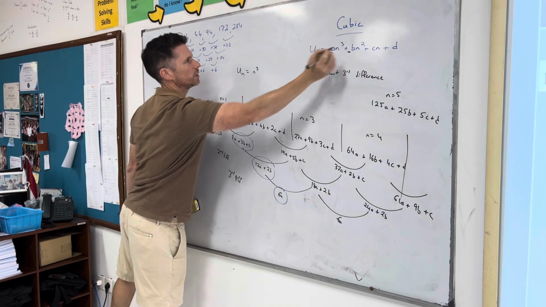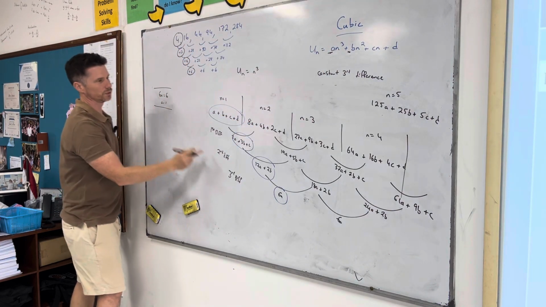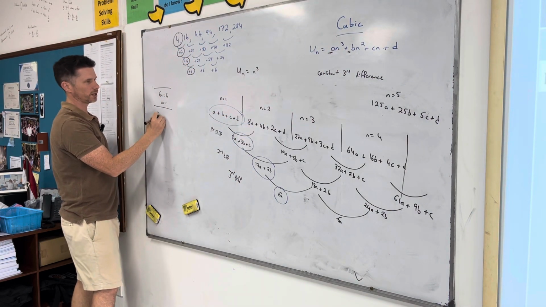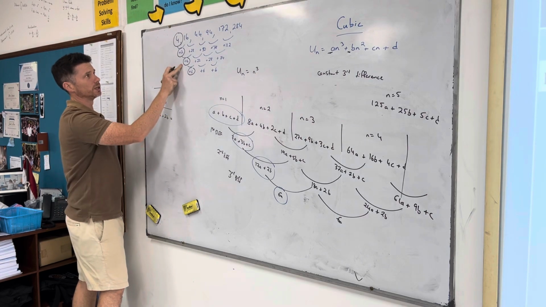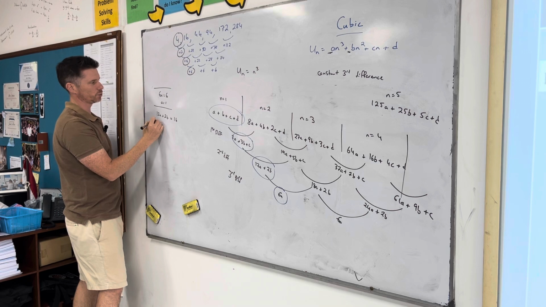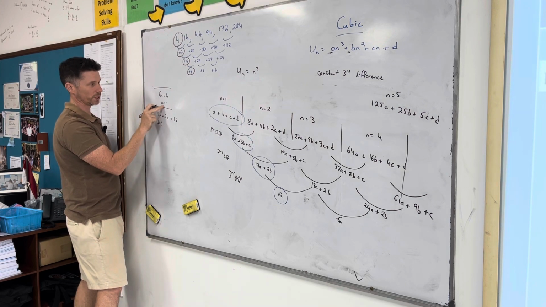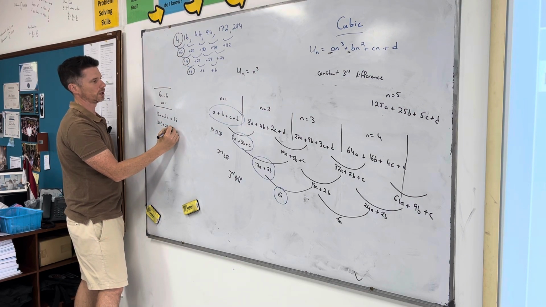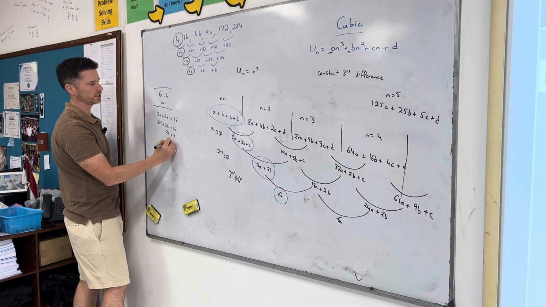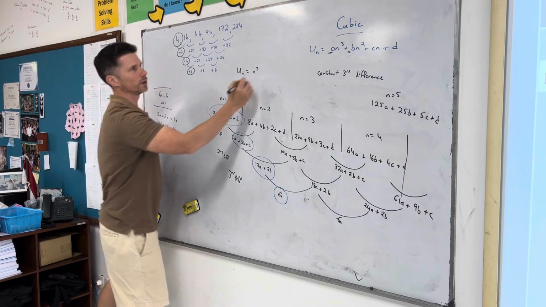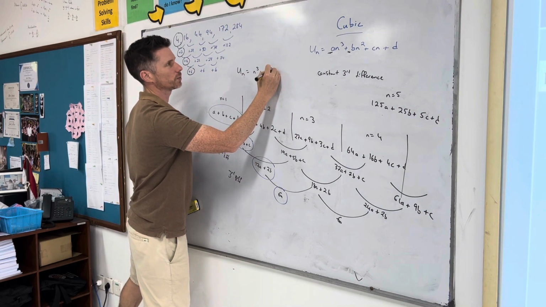A is 1. What's B now? I use 12A plus 2B is equal to 16. A is 1 from here. Subtract that over, I get 2B is equal to 4, B is equal to 2. So I have plus 2n squared.